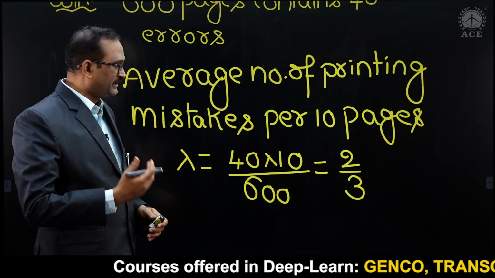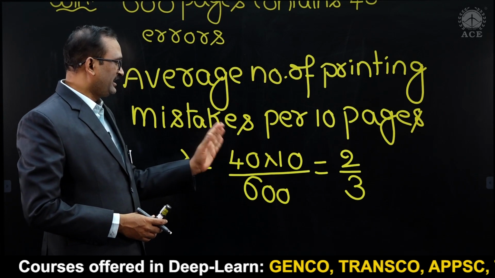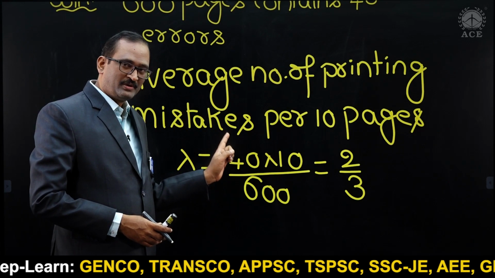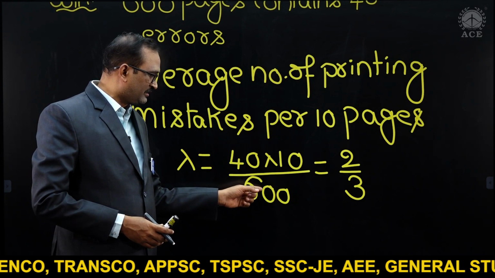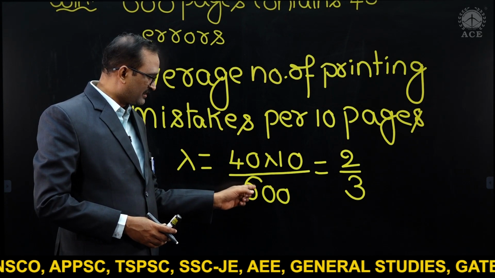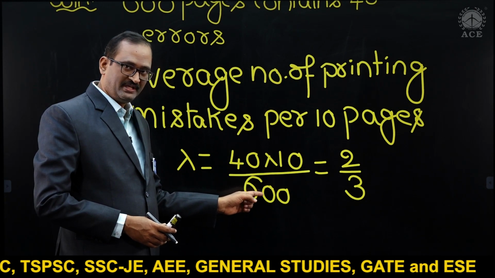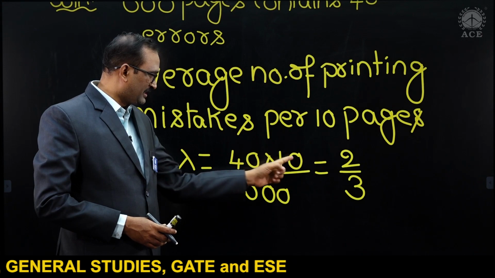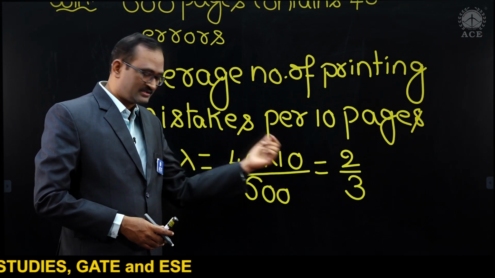You may also find it as lambda is equal to NP. NP means there you write probability. P means what? Probability of printing mistakes per 600 book is 40 out of 600. So 40 by 600, that is P. N means number of items in the sample is 10. So N into P. Directly we can write that.